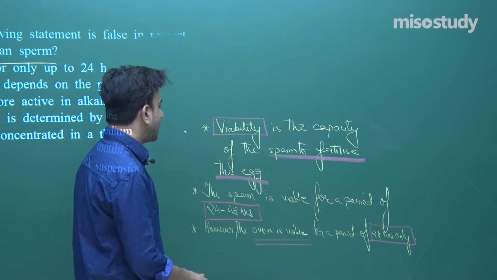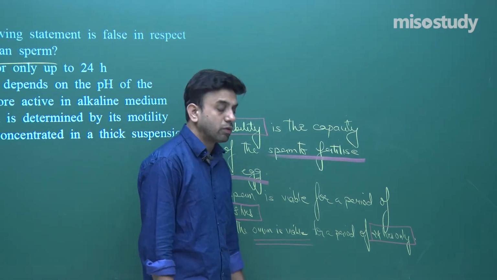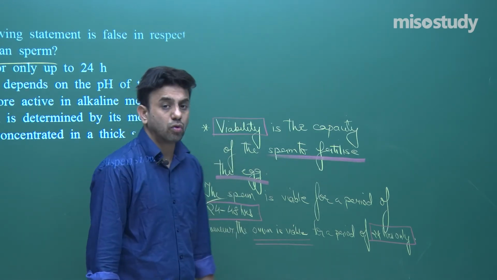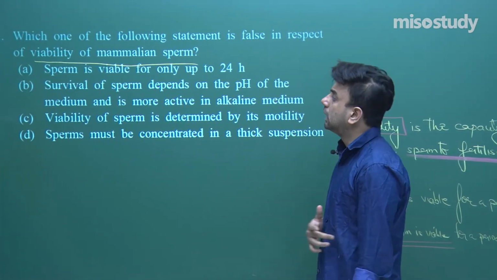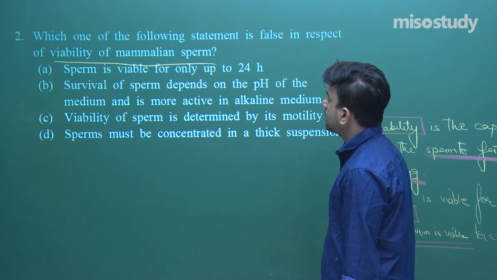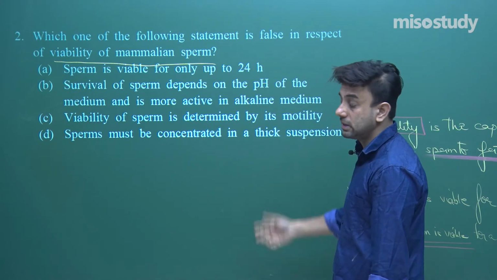Okay. So, the sperm is viable for a period of 24 to 48 hours, however, the ovum is viable for a period of 24 hours only. So, in the light of this little statement, we will see the options. Sperm is viable for only up to 24 hours. Yes, this is absolutely correct. We will see if something else is better.